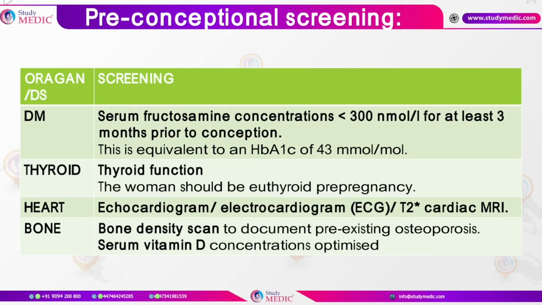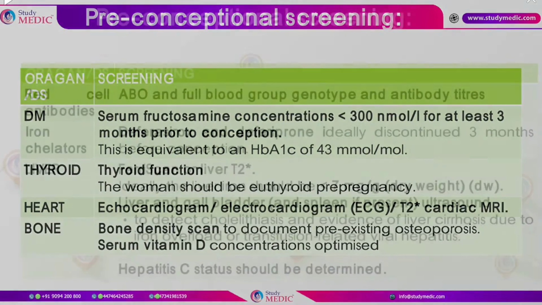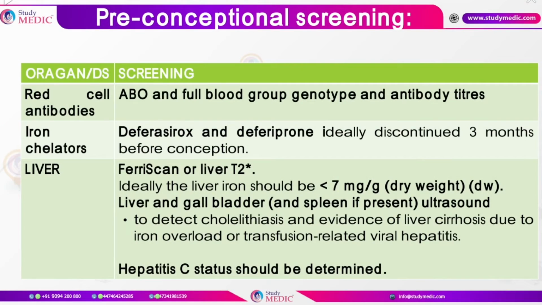For example, diabetes mellitus by means of serum fructosamine concentration. For thyroid, thyroid function evaluation is needed. For the heart, an ECG or 2D echo is required, and T2 weighted cardiac MRI. For bone, a density scan to document pre-existing osteoporosis, and serum vitamin D concentration so that we can optimize.